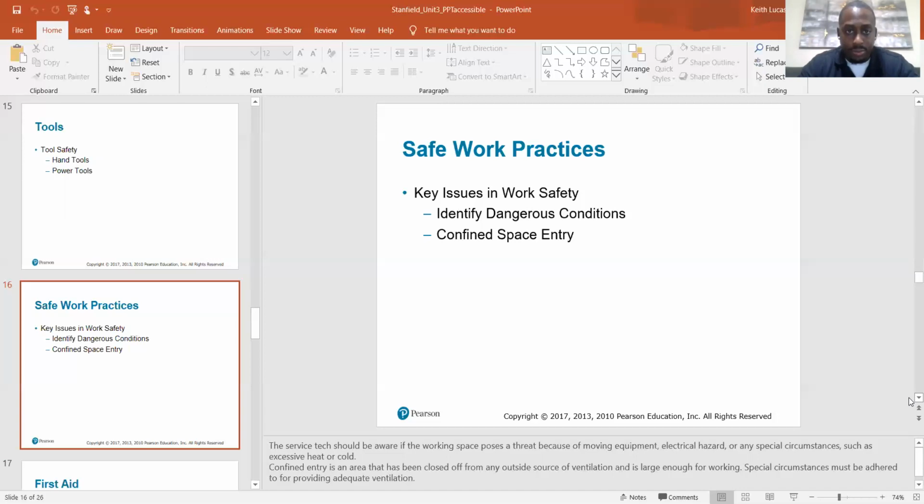So, safe work practices. Key issues in work safety are identifying dangerous conditions and confined space entry. The service tech should be aware if the working space poses a threat because of moving equipment, electrical hazards, or any special circumstances such as excessive heat or cold. A confined space is an area that has been closed off from any outside source of ventilation and is large enough for working. Special circumstances must be adhered to for providing adequate ventilation.